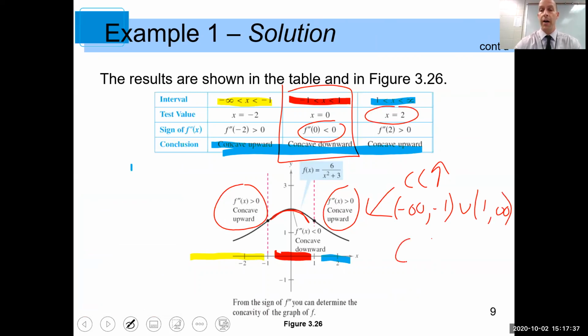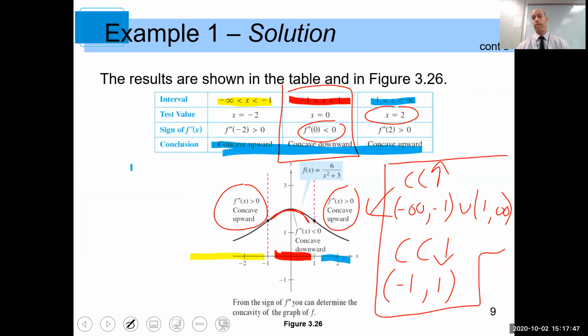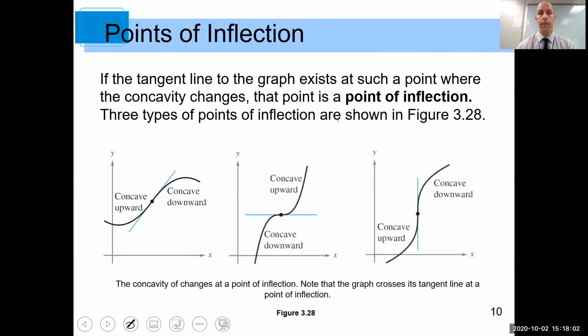And then it's concave down, so CC down. And that's going to be concave down from negative 1 to 1. So here's how you could write it shorthand. Okay, and for example, if I asked you to justify why it's concave down from negative 1 to 1, it is because f double prime is less than 0 on that interval.